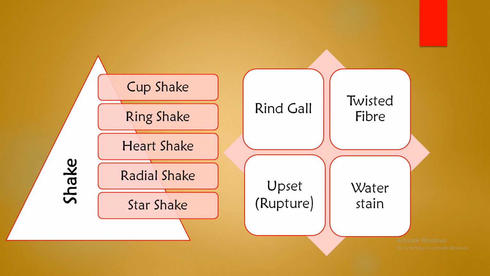The third one is heart shake. Heart shake is the shrinkage from pith to outside. The heart is shrunk. The reason for heart shake is over-maturity of the tree.